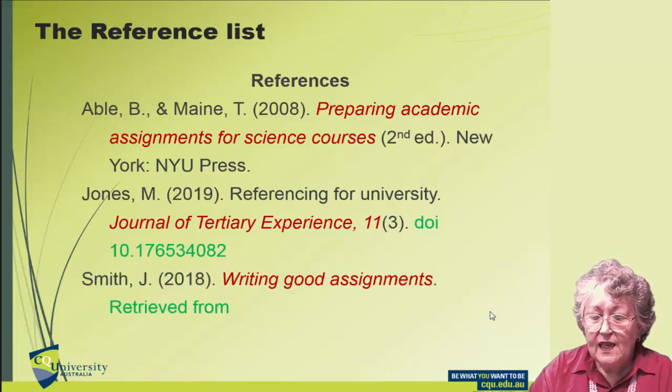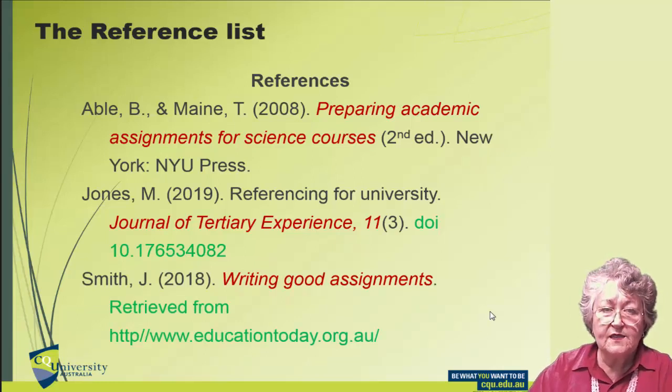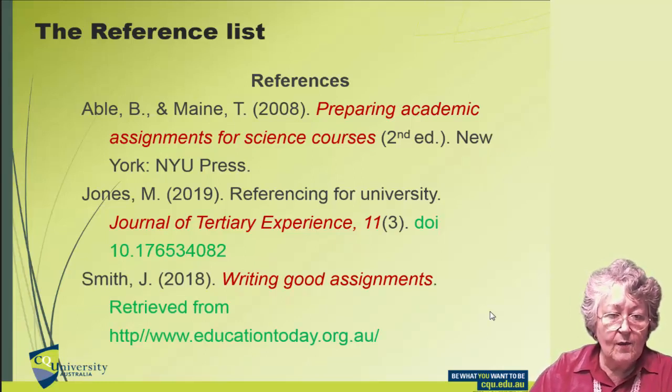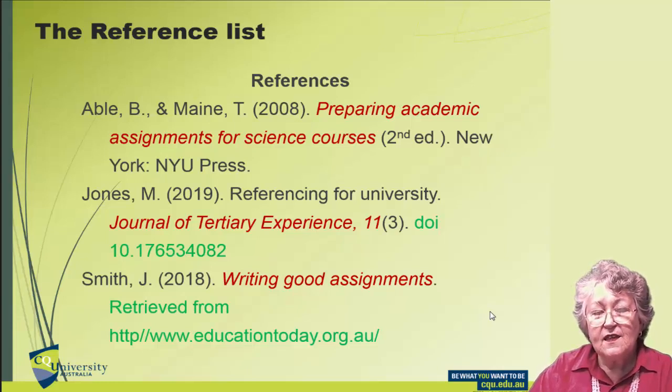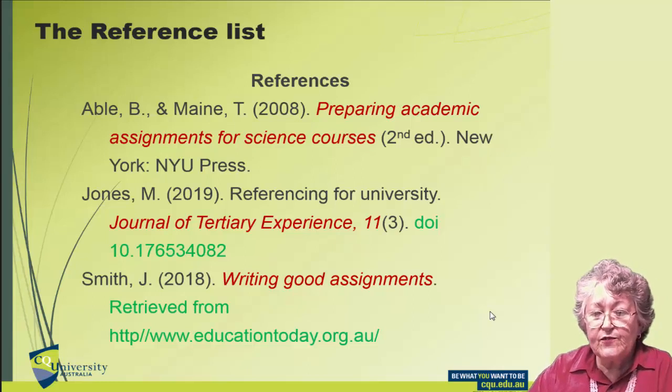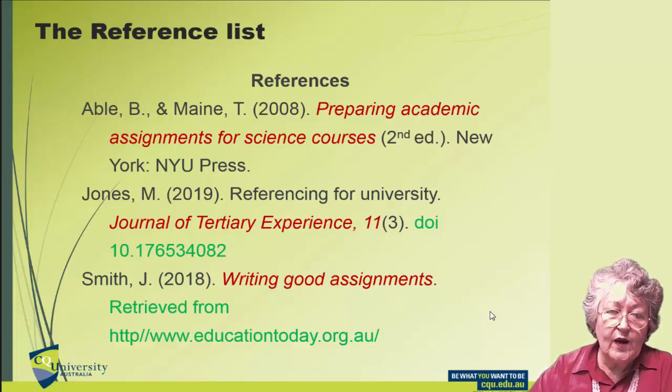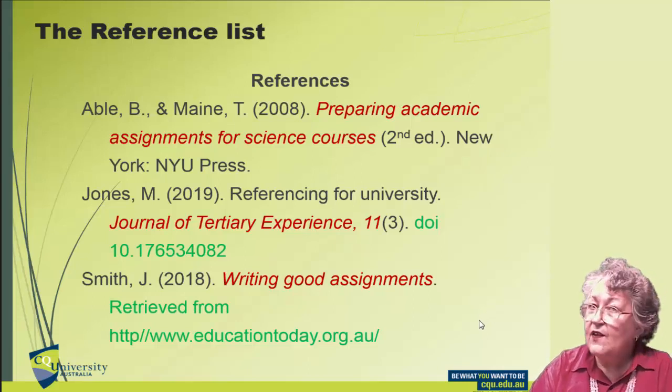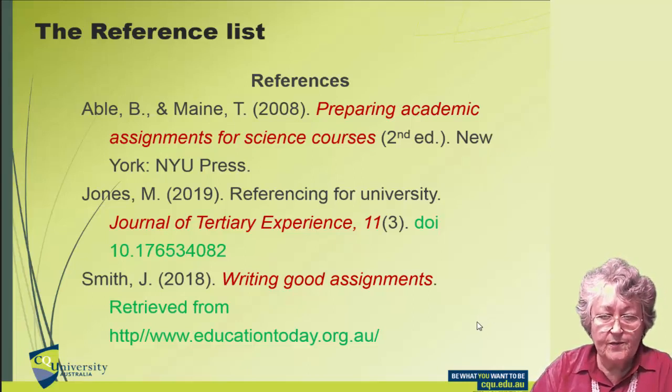Our final example here is one that comes from a website. So here again we have an author, comma, initial, full stop, open brackets, a date, close brackets, full stop. Because it's a website, we don't have a book or a journal that we can go to italicize, so the name of the document itself is italicized. Writing good assignments, full stop. And then we write retrieved from, and you place in the URL of that document, remembering that there is no full stop at the end of a URL. And that's the basics of referencing.